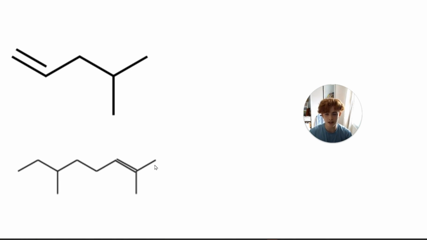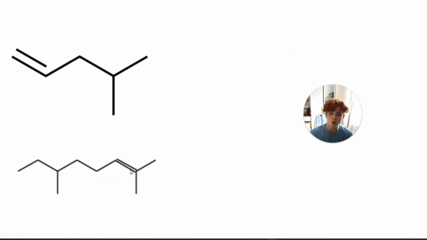So the longest carbon chain here is going to be 1, 2, 3, 4, 5, 6, 7, 8, counting from the right this time, because the carbon-carbon double bond is far closer to the right than it is the left. Because there's 8 carbons in this longest chain possible, the prefix is going to be oct, and because this double bond is on the 2nd position, it's going to be oct-2-ene, essentially.